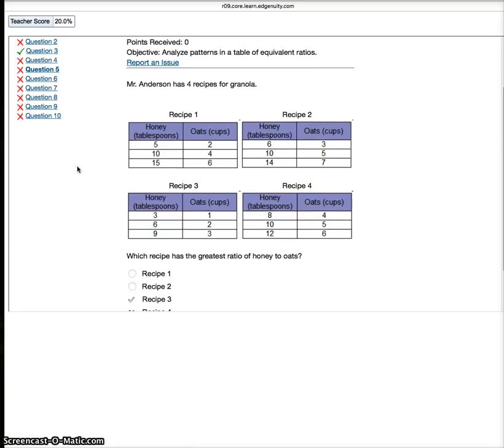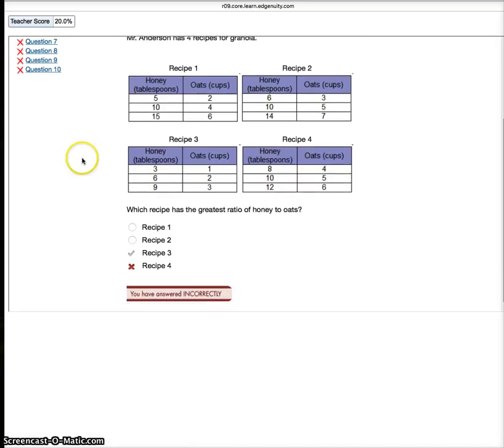Let's go to another problem. Here's one where it says we got 4 recipes. This one they want to see how you do with comparing ratios. So again, think of it like fractions. Like this one is 5 parts honey to 2 parts oats. So as in like 5/2, 10/4, 15/6, okay?